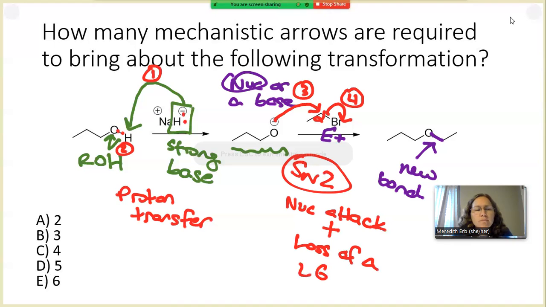So to get back to the question that's being asked, how many mechanistic arrows are required to bring about the following transformation? The answer to that question is 4. We need 4 arrows: 2 for the proton transfer, 2 for the SN2 attack.